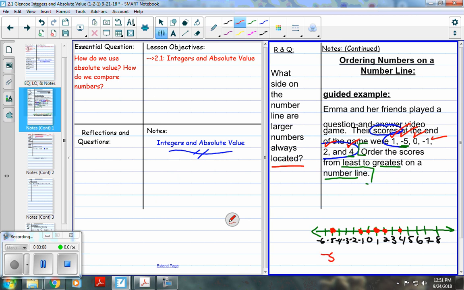Okay, so by putting them on the number line, just to make sure I did it right, I'm also going to write out my sequence again. Yep, we did it from least to greatest on a number line. Not too challenging, huh? Great job, students. Let's keep on moving on in our lesson.